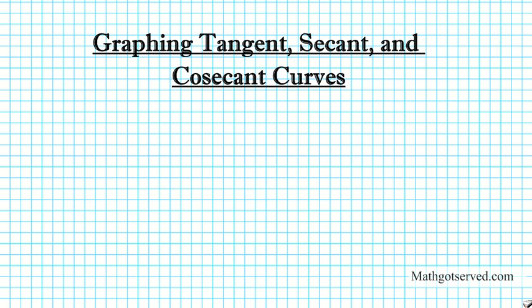Okay, students, on this clip, we're going to be going over how to graph some trig functions with asymptotes. We're going to be graphing the tangent, secant, and cosecant curves, okay? So the most important thing here is to note when these functions have their asymptotes, okay?